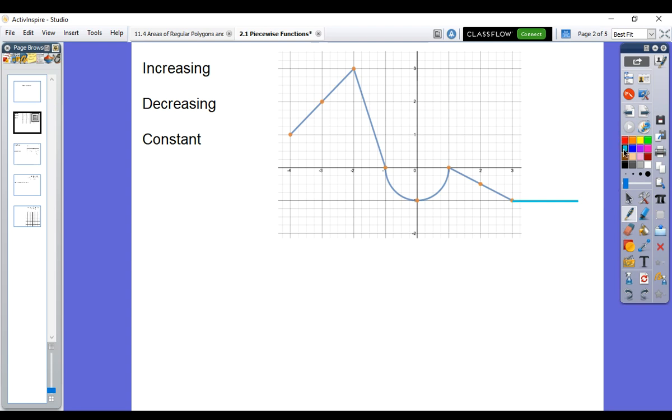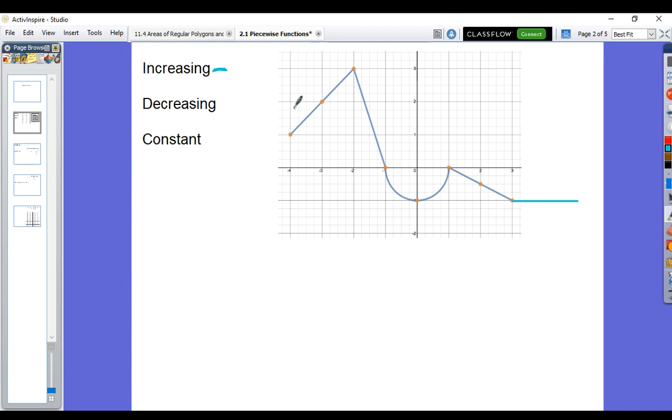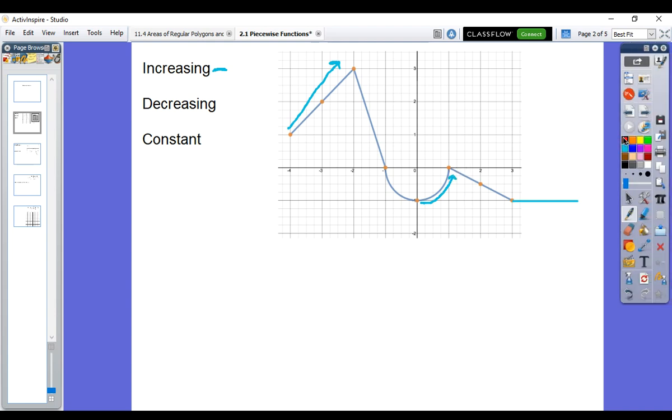We're going to do that in blue. Things are increasing, so it's pretty obvious. Anything going up is increasing. So this is an increase. And even this, even though it's curving, it's still going up. As the value of x goes up, so does the value of y. Let's look at decreasing.